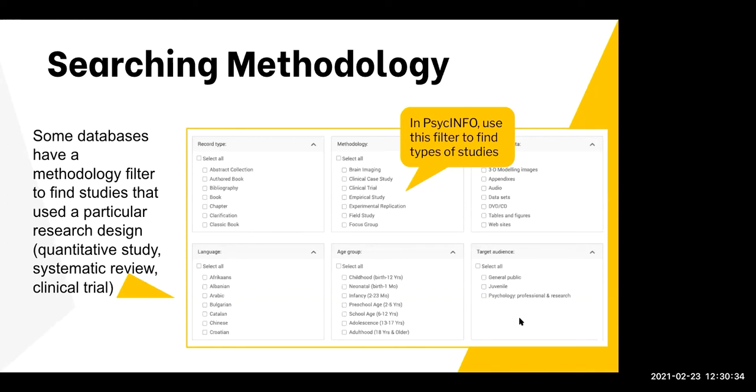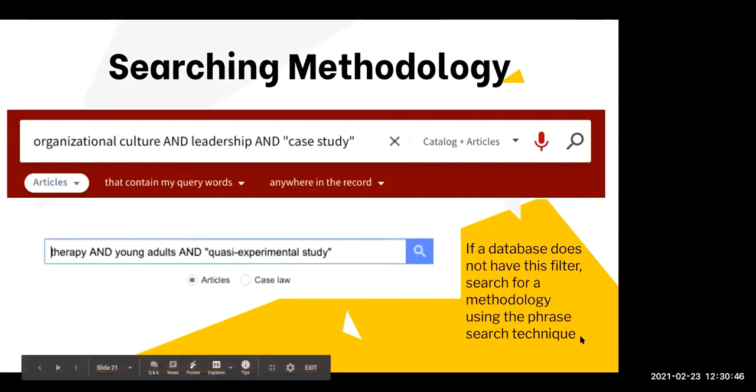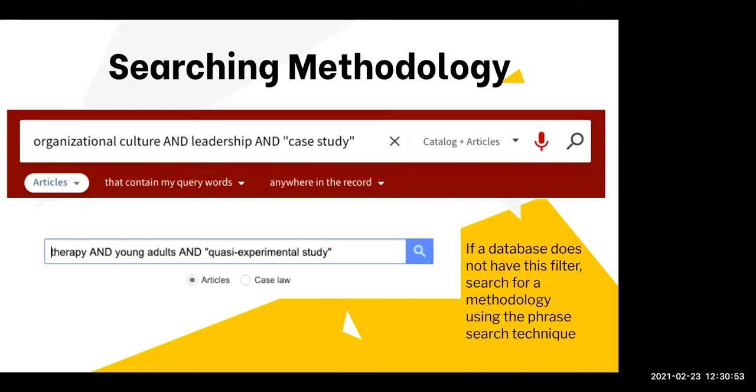There are some databases that include a methodology filter, and PsycINFO is one of them. So I'll show PsycINFO. But there are also other ways of searching. If the database does not include that filter or that field, you can search the methodology as another search term or keyword, and you can use a phrase search to focus the search. So it's looking for that exact word.